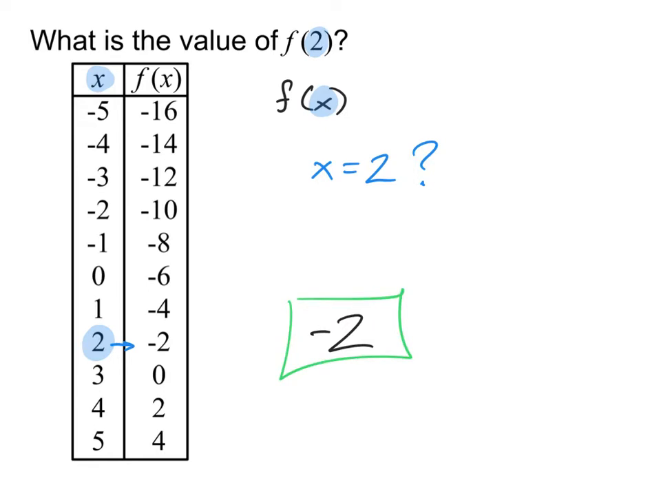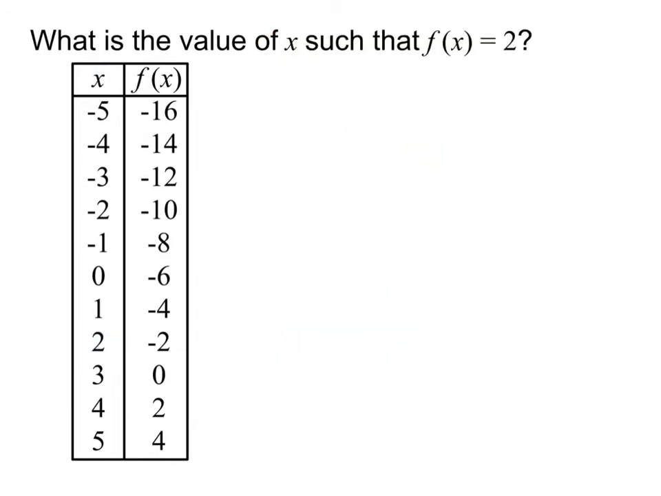Now it could be that as you were first looking at it, you might have been thinking about looking to see where the 2 was in the right column. So you might instead have been looking here. That is not what this notation is saying. Rather, that's what this question is asking. It's the same table, but the wording of the question just changed.